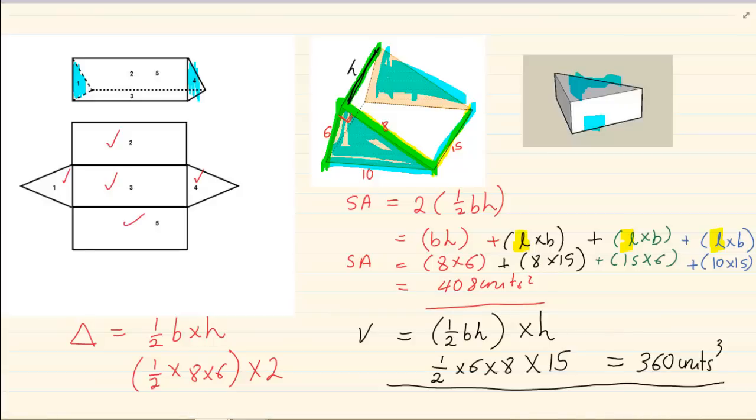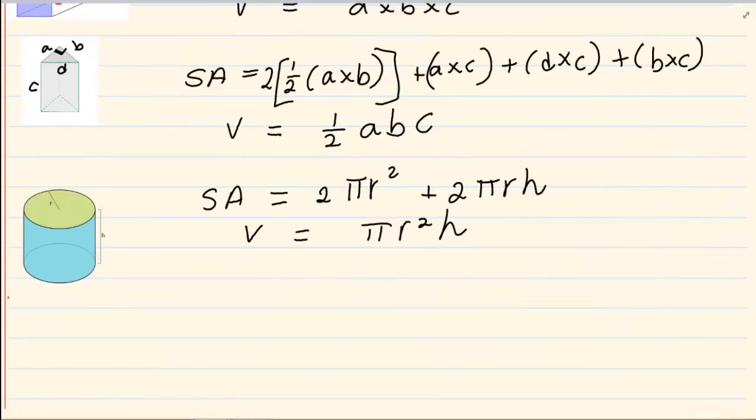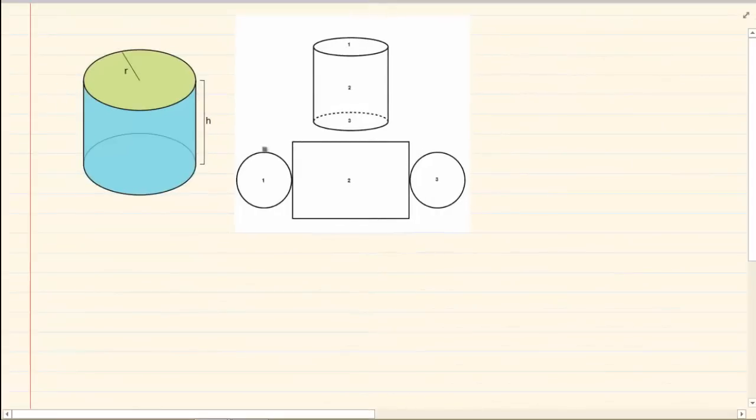Okay, the next shape that we have after this is a cylinder. If you look at the surface area of a cylinder, we know that we have two circles. 1, 2. We know that the area of a circle is pi r squared. So since there are two, we have 2 pi r squared. Plus, if you open this, you're going to end up with a rectangle. Now, rectangle is length times breadth. Now, this breadth here refers to the height.